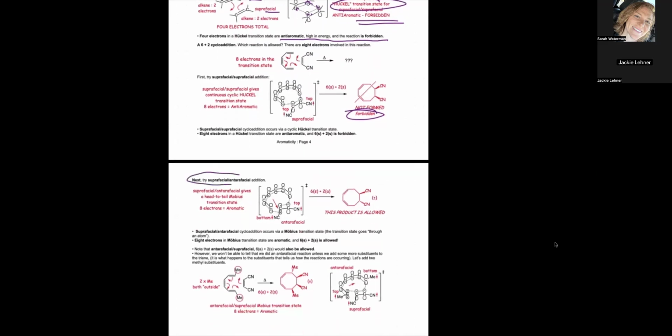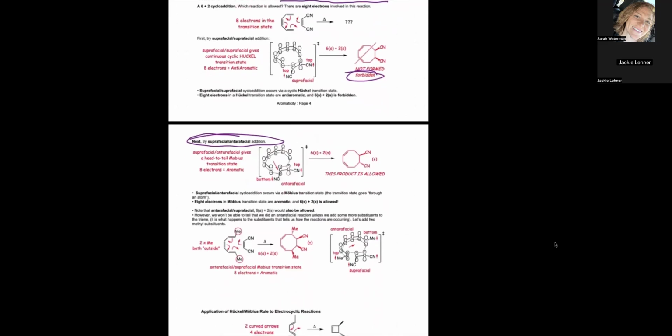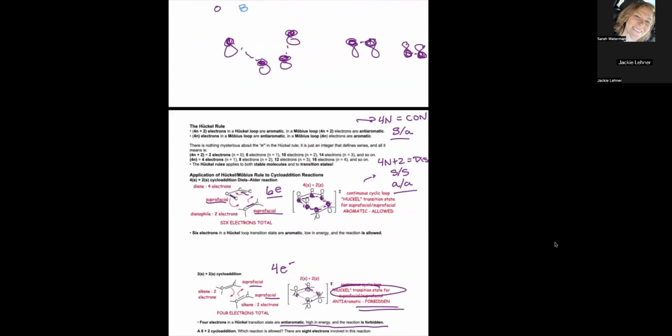So next, try supra antra addition. This is where we start getting into Mobius transition states, where the transition state goes through a node. Versus up here, where we're talking about Huckels. It says right here, 4n plus 2, Huckel; 4n plus 2 for the Mobius is anti-aromatic; 4n Mobius loops are anti-aromatic. The Huckel rule applies to both stable molecules and transition states.